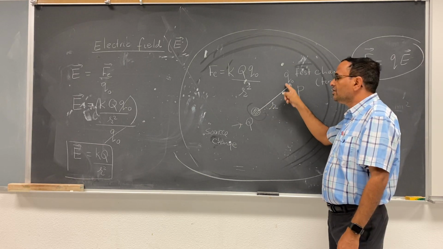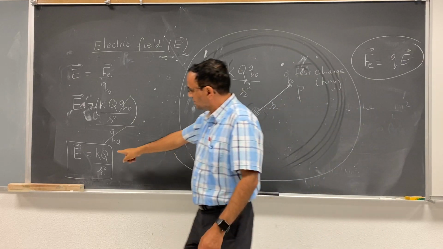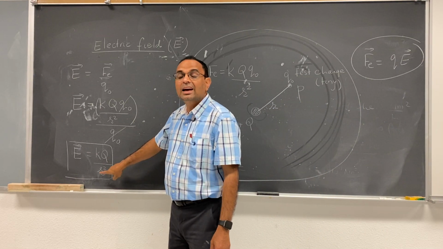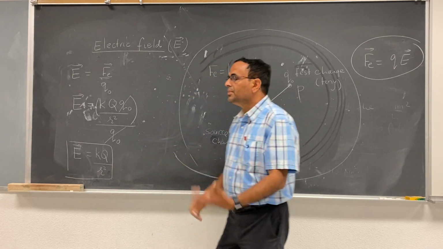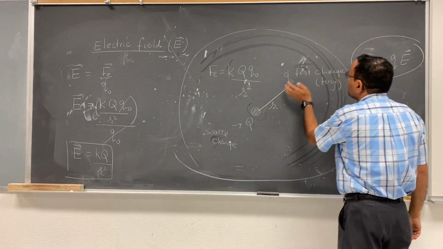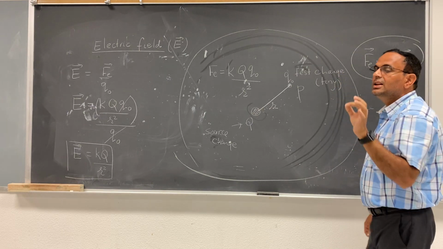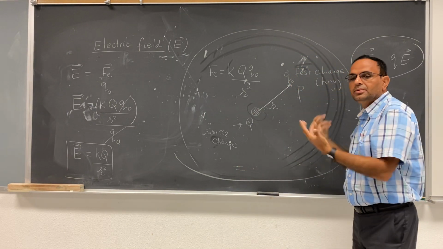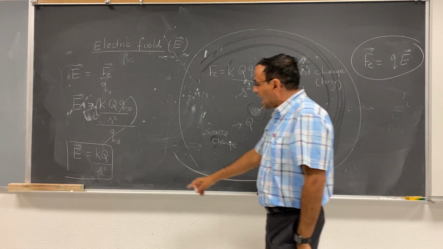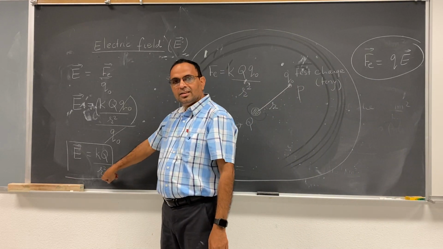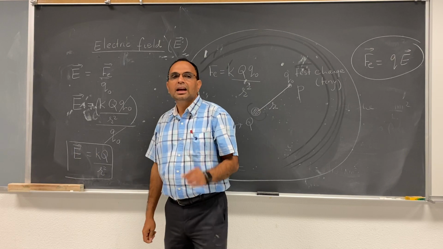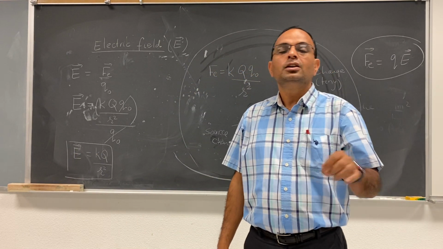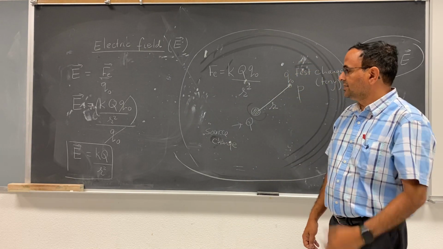It is independent of the test charge. Look, there is no test charge here. You have a source charge and you have an R square. So what does this mean? If you move away from the charge, your electric field is decreasing. If you go really very far, then it becomes zero. If your R is increasing, the electric field is decreasing. That means if you move away from the source charge, your electric field is decreasing.